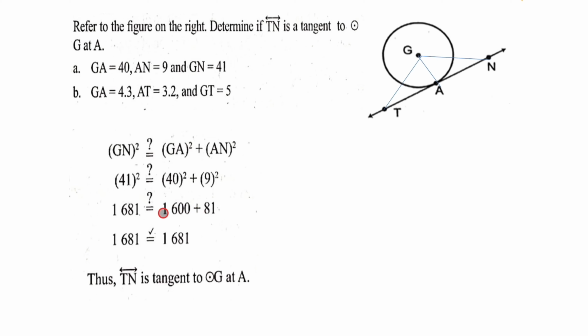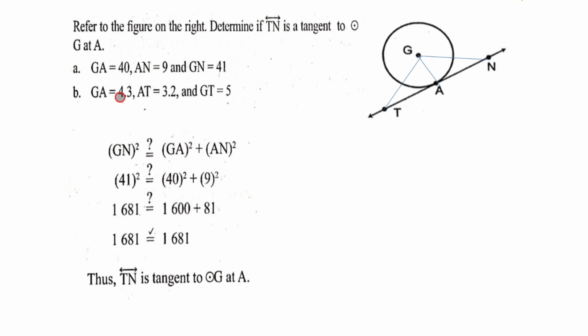So add these two, 1,600 plus 81, magkakaroon tayo ng 1,681, which is equal doon sa left side. So since they are equal, we can conclude that TN is tangent to circle G at A or point A.